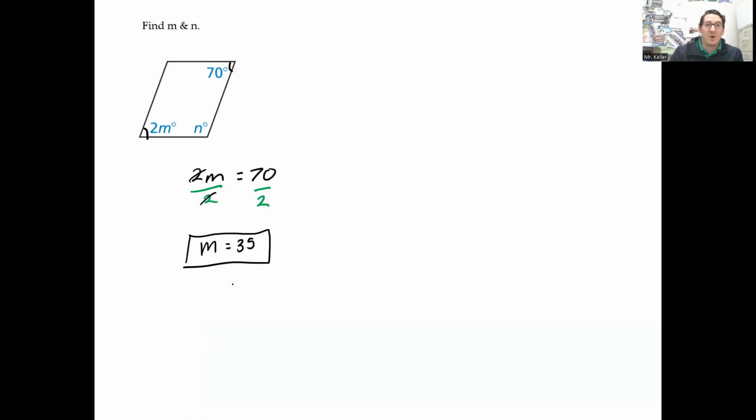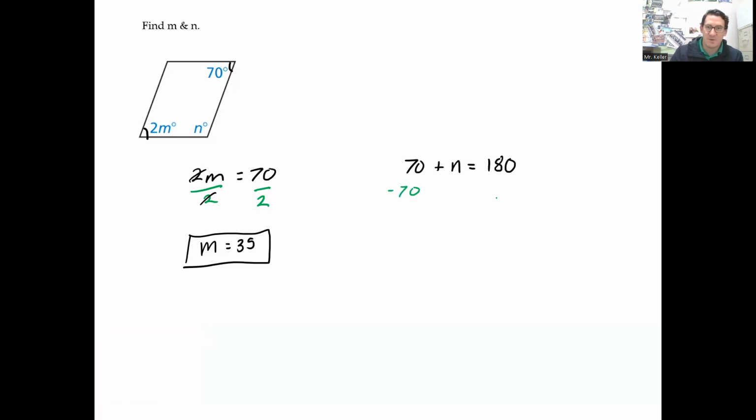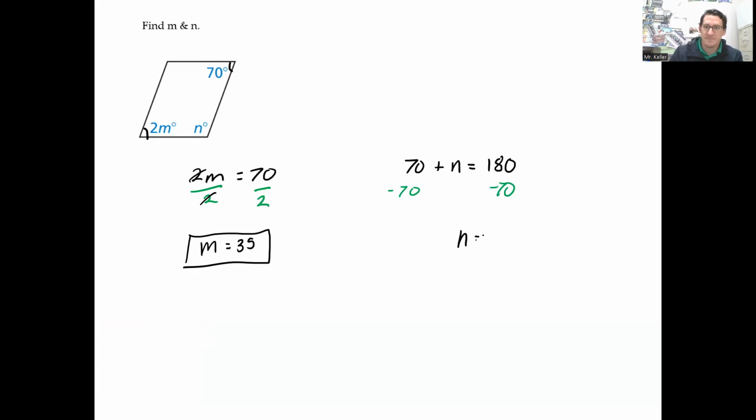All right. So here, the angles 70 and N, those are not the same. Since they're in a parallelogram, if they're not equal to each other, they are supplementary. So I can solve N this way. 70 plus N is equal to 180. Solve for that. Subtract 70 from both sides. You get N is equal to 110.